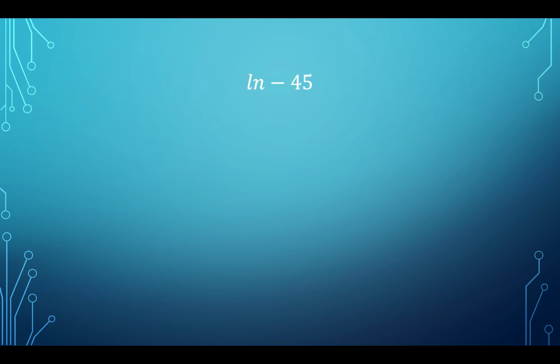How about this one? ln of negative 45. Okay, so some of us, my calculator comes up non-real answer or non-real solution. So all that means is no solution. Some of our calculators are going to come up with an error message. If you get an error message, a no solution message, that just means we have no solution.